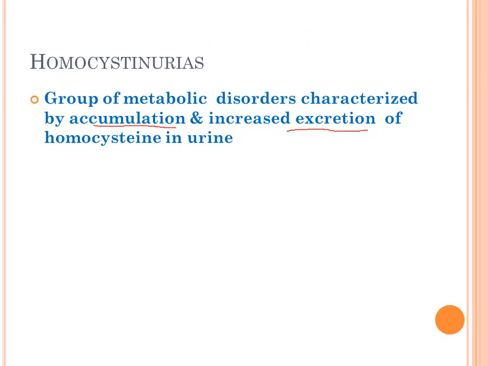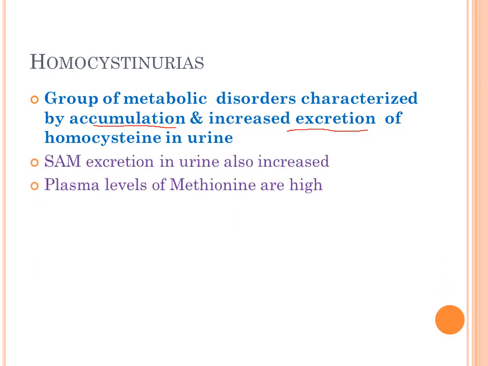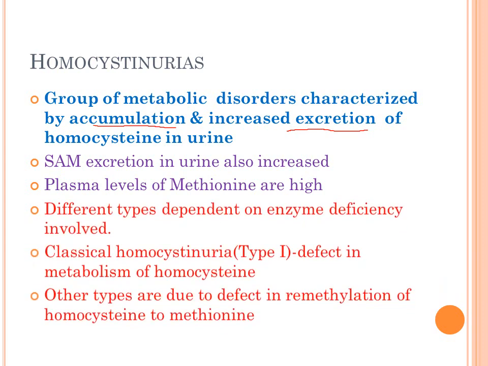So now let's briefly discuss the homocystinurias. This is defined as a group of metabolic disorders which are characterized by accumulation and increased excretion of homocysteine in urine. So there will be increased presence of homocysteine in the blood, as well as excessive excretion in the urine. Also, the S-adenosyl methionine which is excreted will be high, and high levels of methionine will also be noted.